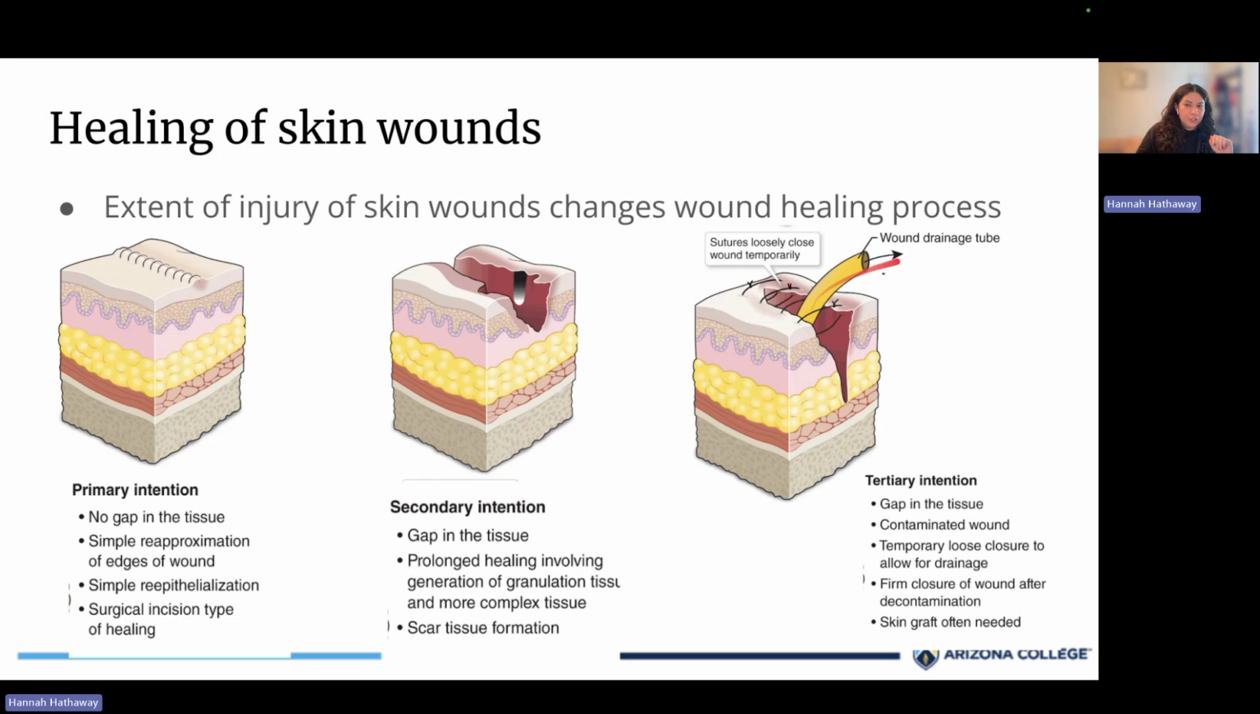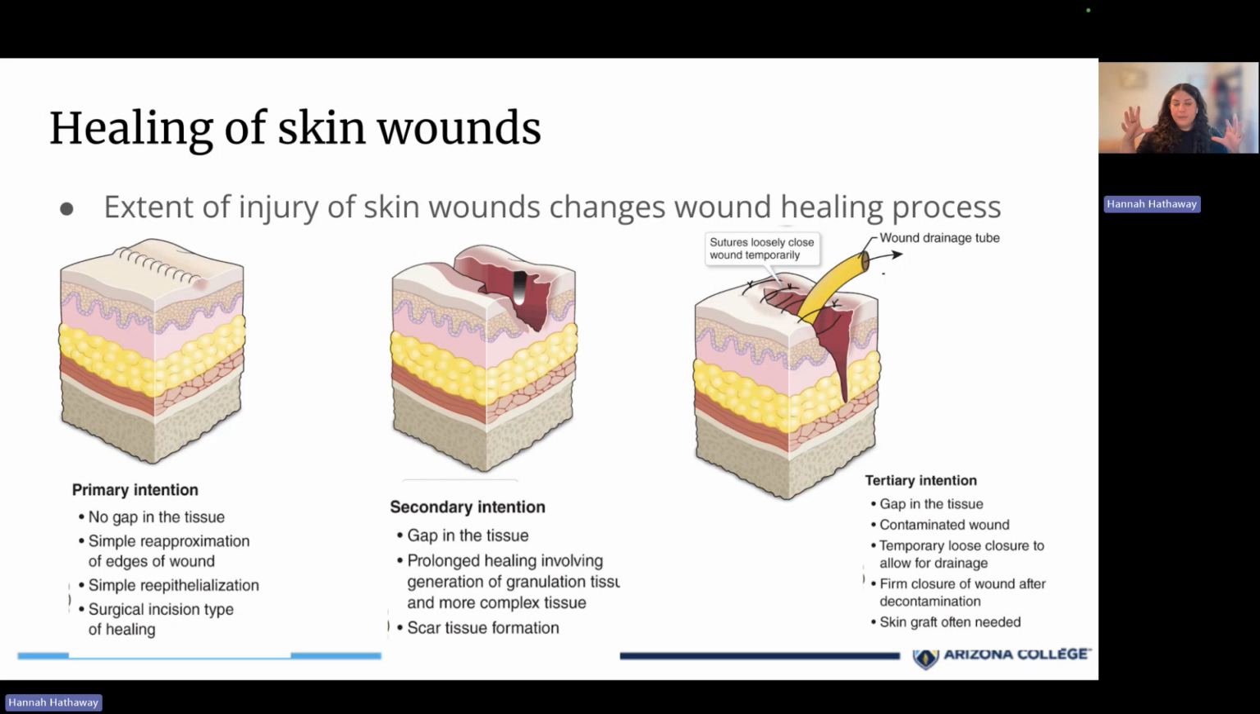You might put a drainage tube in there to drain some of that purulent exudate, like pus and other fluids, out of the wound to try to keep it just as healthy as possible. And then eventually, once the infection has cleared, you could finally go in and try to repair the wound.